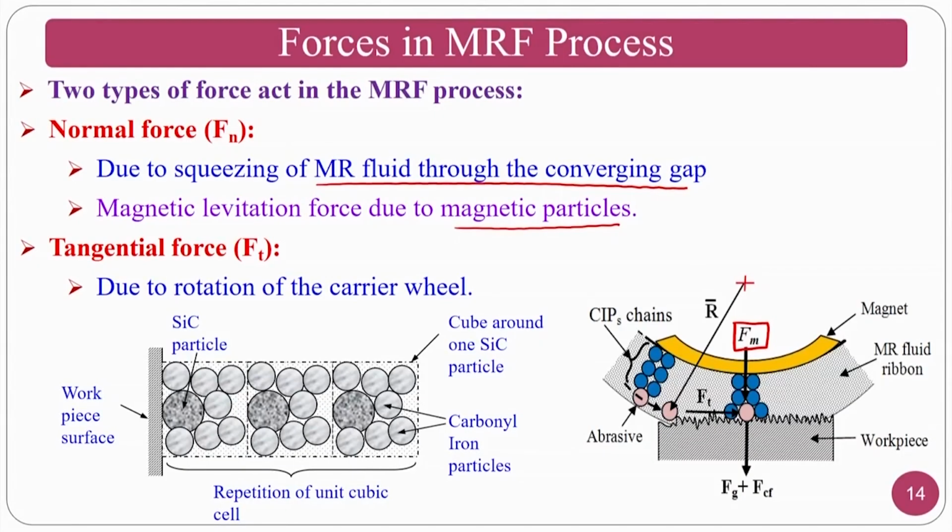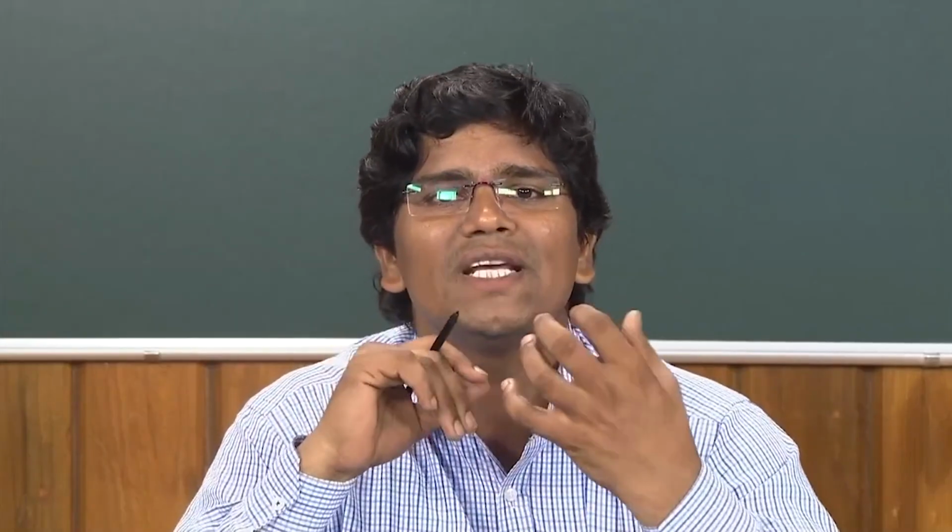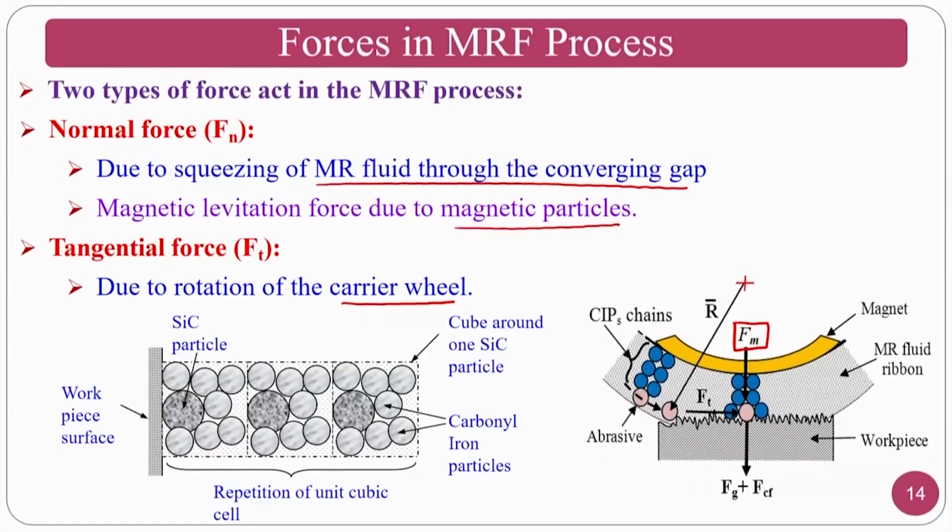The tangential force is due to rotation of the wheel, wherein the ribbon is created. Because of these two forces, you are going to shear at a micro level, nano level or sub-nano level, depending on various input parameters. The schematic diagram shows how the abrasive particles are held by the CIP particles against the workpiece surface, and this is how the strength of the abrasive particles depends.